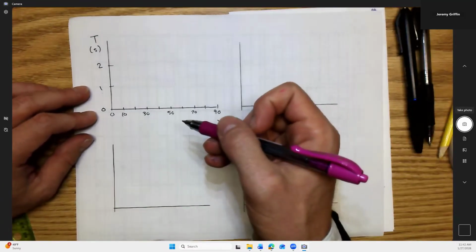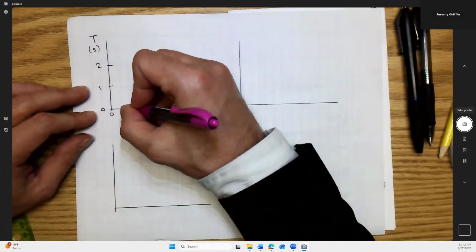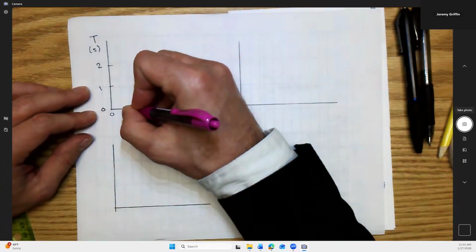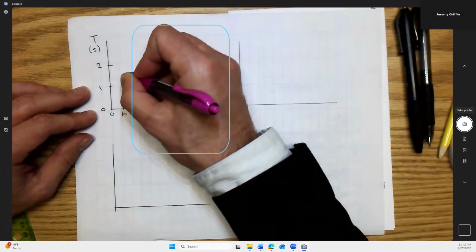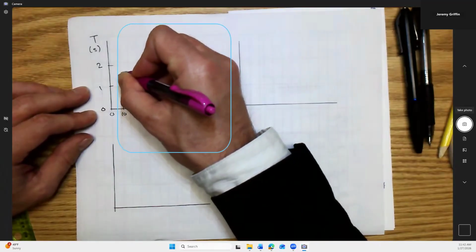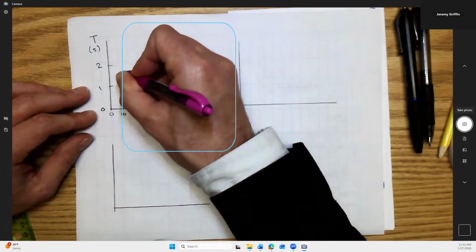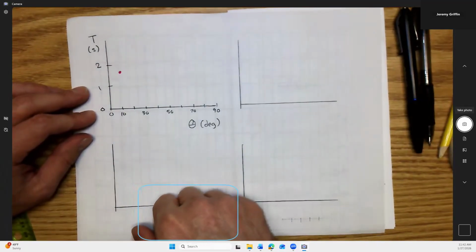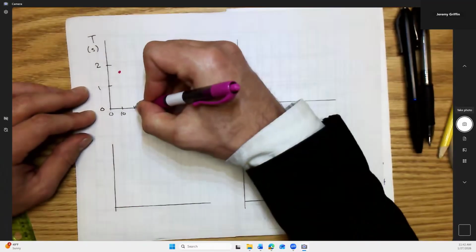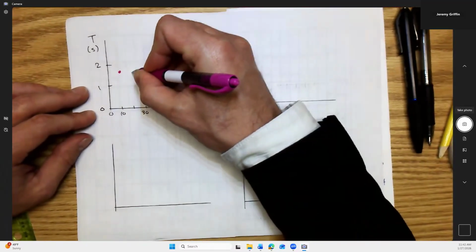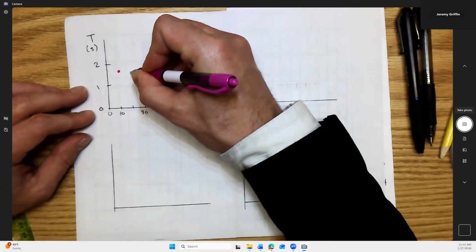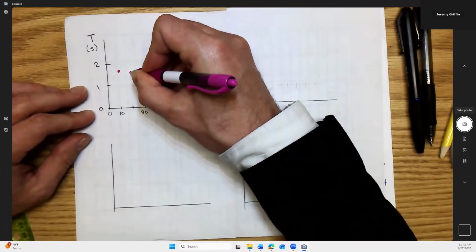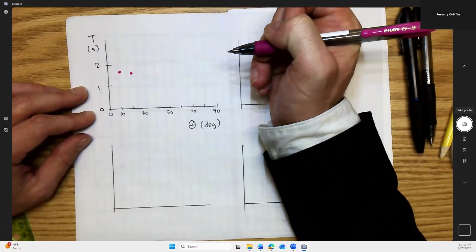So one coordinate is 10 degrees and 1.68 seconds. That's right about there. Bam. That point on the board. Right, next coordinate. 20 degrees and 1.672 seconds. Bam, right there. Next coordinate.